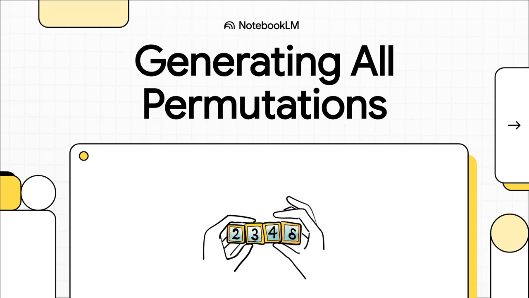Hey everyone, welcome. Today, we're going to tackle a classic coding challenge. How do you generate every single possible arrangement of a set of items? We'll explore a really powerful algorithm that solves this problem with a surprisingly elegant and, more importantly, efficient strategy.